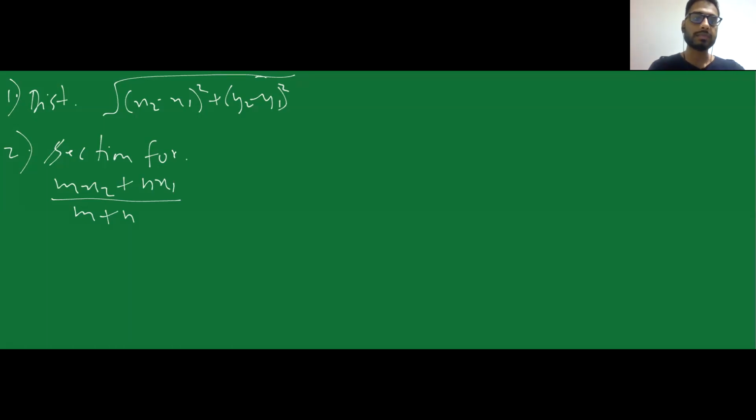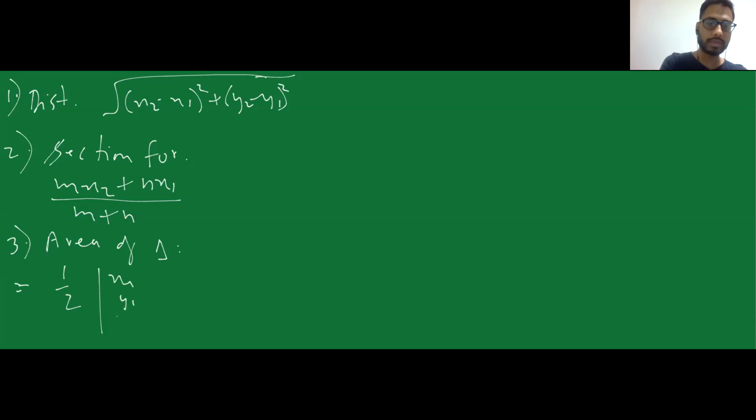Y coordinate would be my2 plus ny1 upon m plus n. For external division, instead of plus sign, there would be a minus sign. So the formulas would be mx2 minus nx1 upon m minus n. Let's see area of a triangle. Area of a triangle is nothing but half. You have your x1, y1, z1 coordinates, your x2, y2, and z2 coordinates, and you'll write 1, 1, 1 over here. So that is area of the triangle.